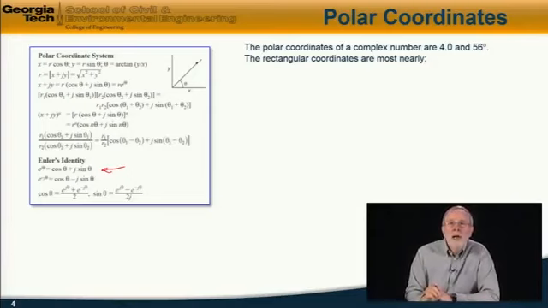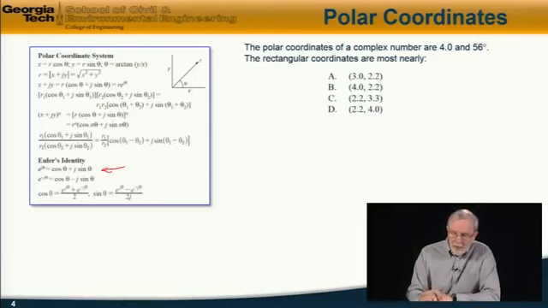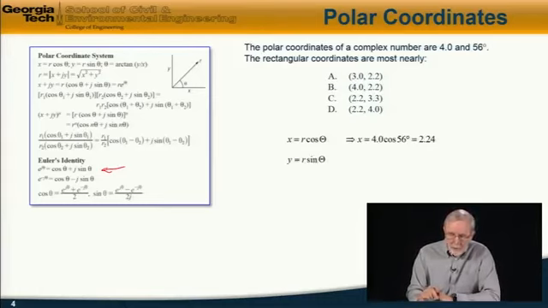So let's do an example on that. The polar coordinates of a complex number are magnitude 4 and angle 56 degrees. Its rectangular components or coordinates are most nearly which of these? So here we simply use the definitions: x, the real component, is equal to r cosine theta, which is 4 cosine 56 degrees, which is 2.24. y, the imaginary component, is r sine theta, which is equal to 4 sine 56 degrees, which is 3.32. So the answer is C.